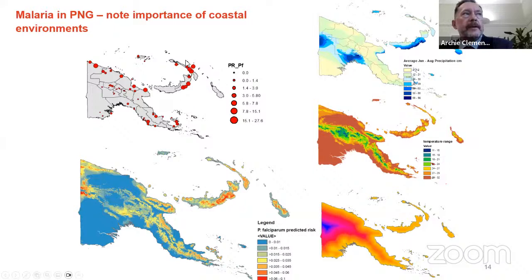The map that I'm showing on the top left is data from a malaria survey, where people went to individual communities and assembled people, took blood samples, and then used microscopy or rapid diagnostic tests to identify who was infected with malaria parasites. So we integrate that information on the disease with information on the environment that may be derived from satellite remote sensing in order to predict the risk of disease in non-sampled locations.